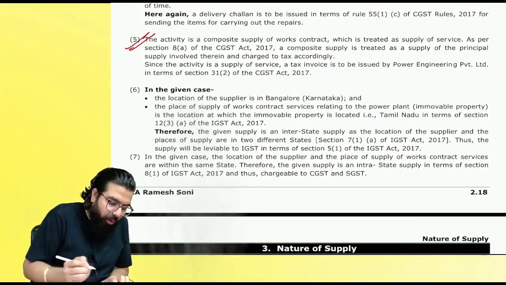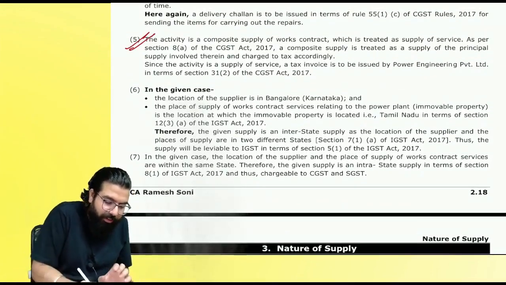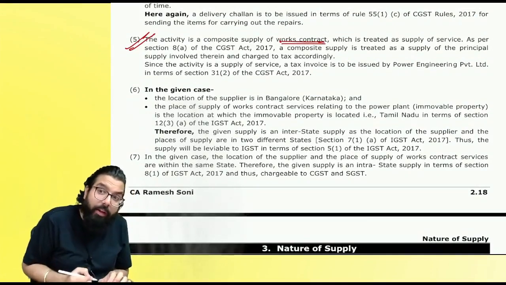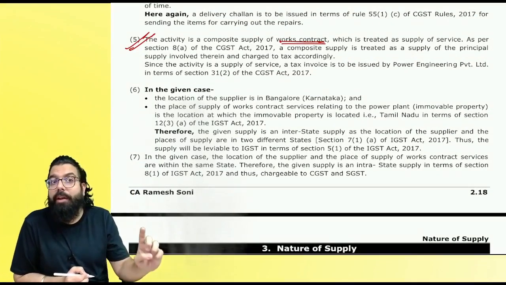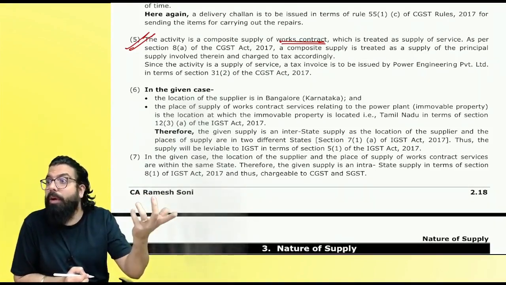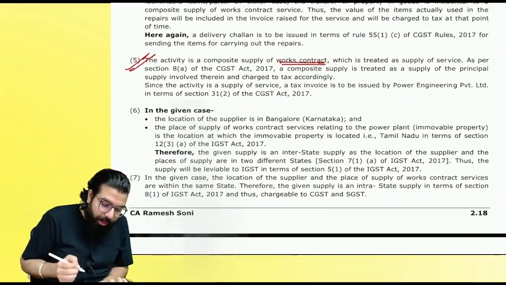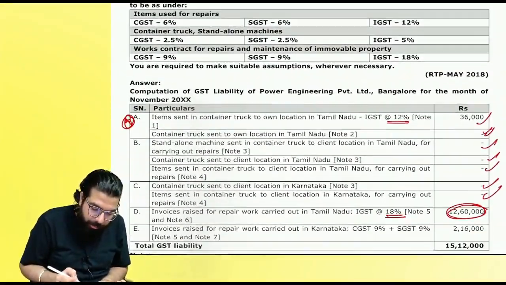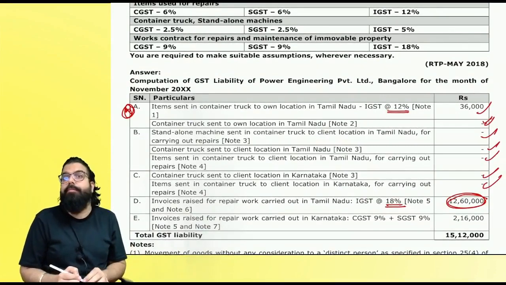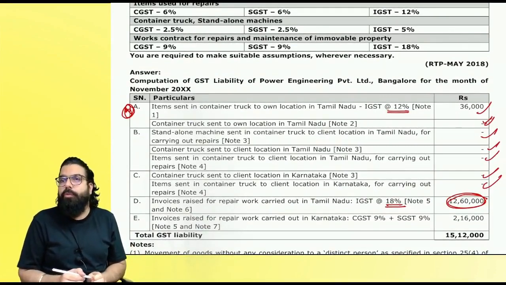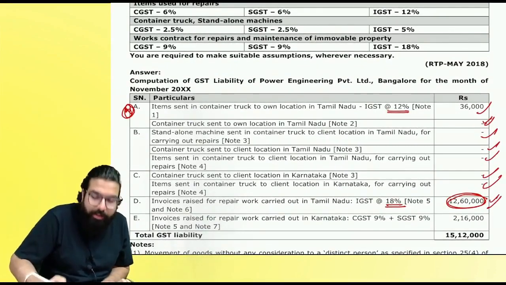See, first of all, they have told it's a works contract service. Can you guys see over here? It's a works contract. Did I tell you? When you are providing material also, and you are providing labor also with respect to an immovable property, what is it, everyone? Works contract. Can I go ahead? Now, can you tell me how much is the amount? 70 lakh into 18%, 12 lakh 60,000. Is it correct?